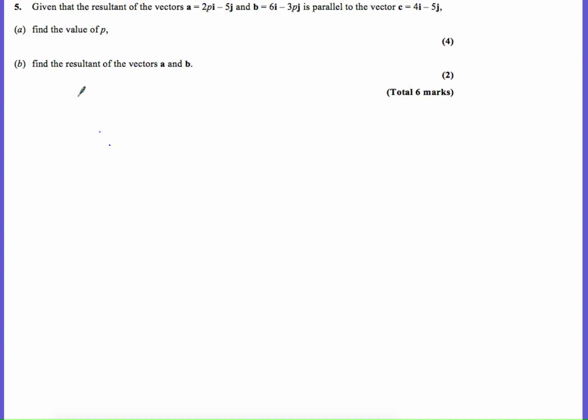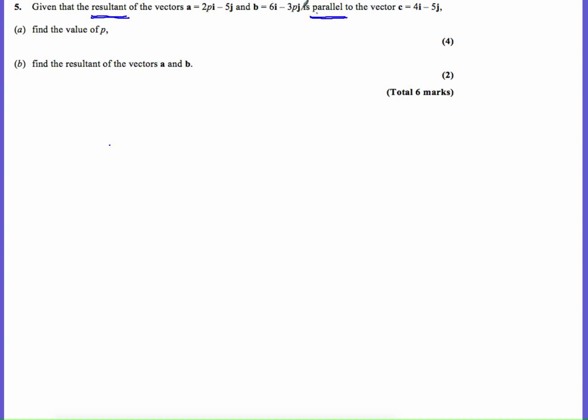Right, so some vector stuff. Haven't done that with me yet. Hopefully you're doing a bit with Beverly, and we will come back to it and go over it again. But resultant, I should know from mechanics, is where you add two things together. So the result of doing this vector and this vector is parallel to this vector. So parallel means heading in the same direction or the same gradient.